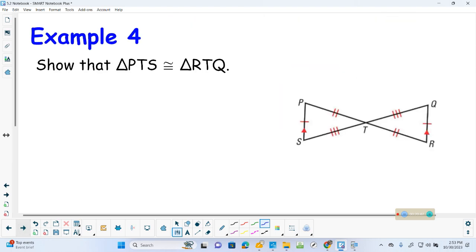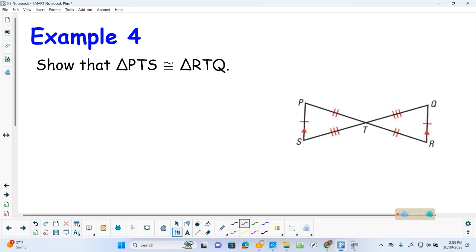Okay, ready? Here we go. Show triangle PTS, so the left one is congruent to the right one. Now, at first glance, I'm like, oh boy, we're working our way up to proofs. I need to know all 3 sets of sides are congruent and all the angles are congruent. They don't have anything marked on the angles, so it's our job to show the angles are congruent, which we can do.